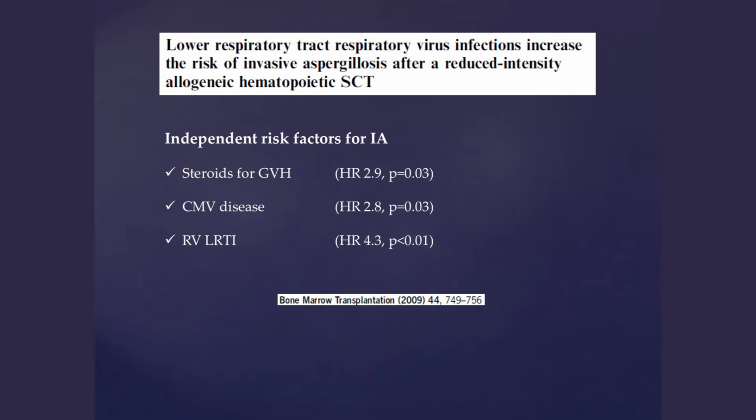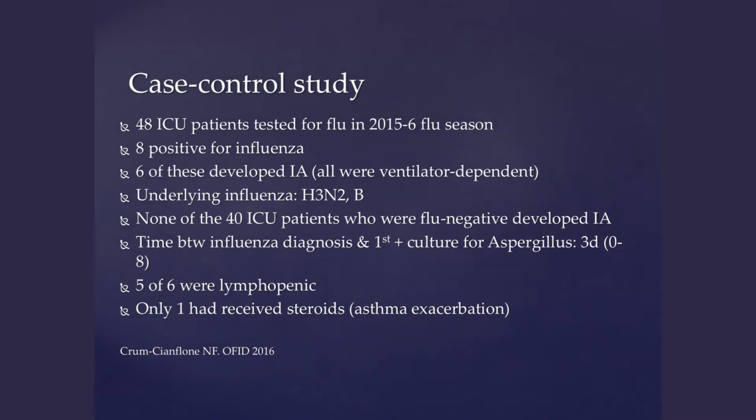And this is a very interesting paper which tested all the ICU patients in their unit during this flu season. So in California, they have a very well-defined flu season, and 8 were positive for influenza, and 6 of these went on to develop invasive aspergillosis. So I suppose if you were the reviewer, you would say, rubbish, you must be having an infection control problem. I suppose the authors must have argued that none of the other 40 patients who didn't have flu in the ICU went on to develop IA. So I suppose that's how it got published.